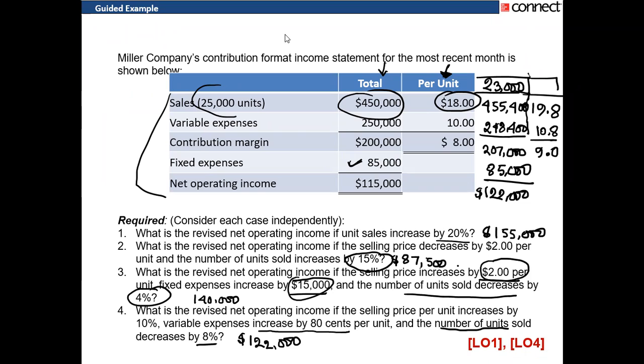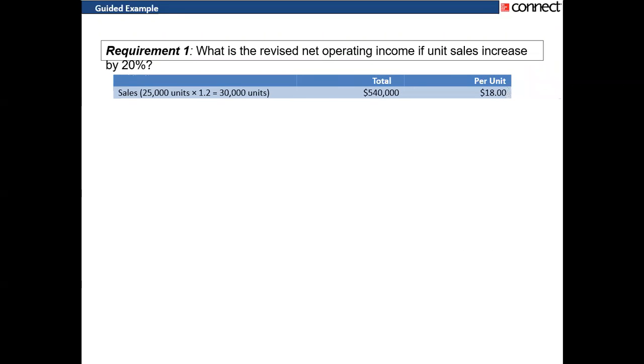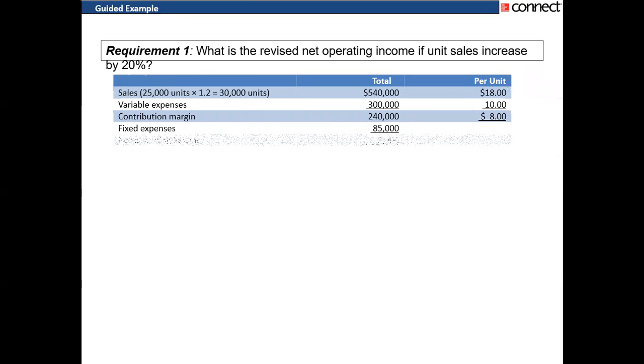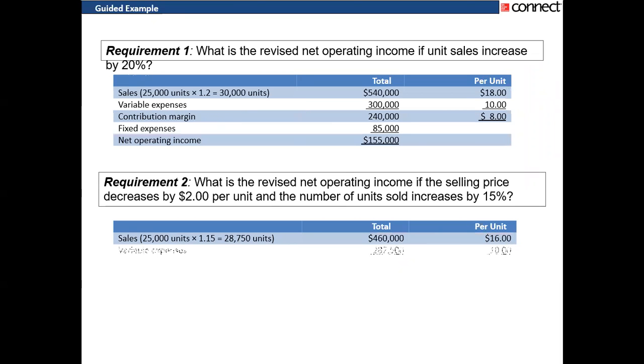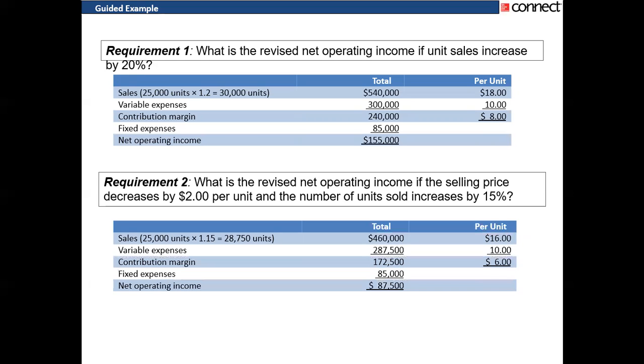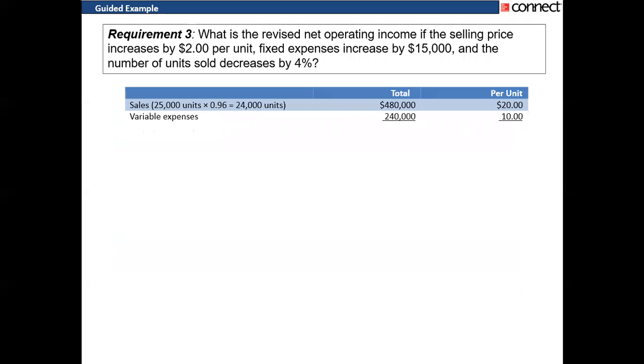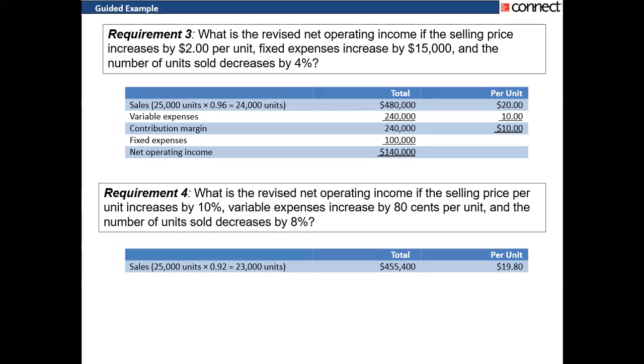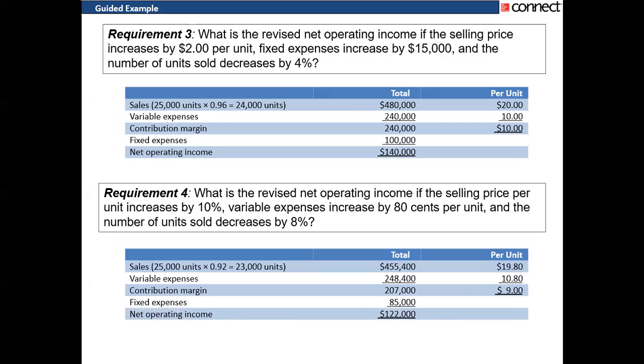Good. So on that note, we like to see whether we have solved it properly. The first requirement is solved in this way. We get the 155,000 net operating income, and for requirement 2 we get 87,500, and for requirement 3 we get the $140,000 net operating income, and for the final requirement we get the 120,000 net operating income. So this is all about the 3 exercises we wanted to solve together in today's class, and we are at the closing 10 minutes.